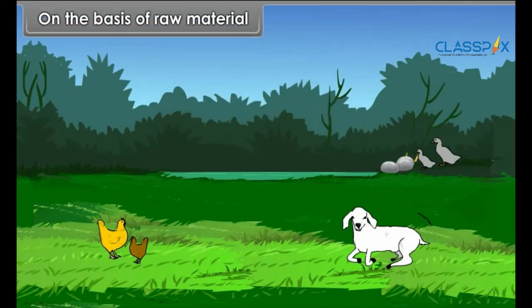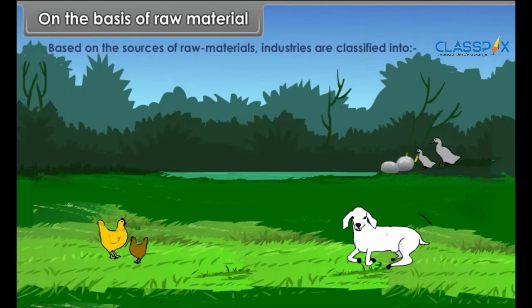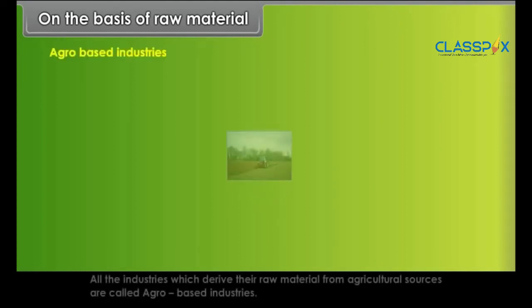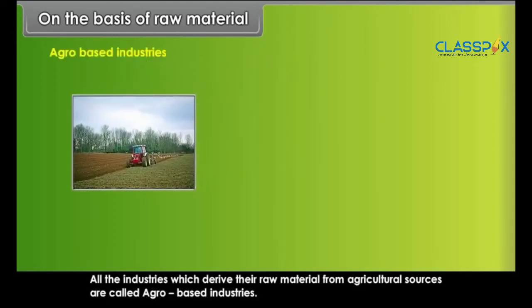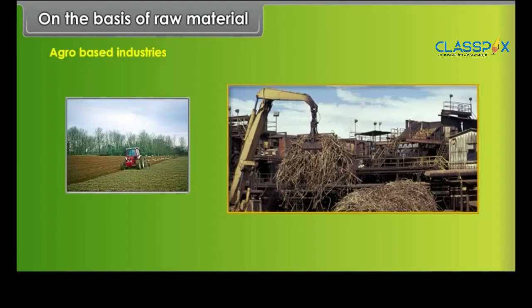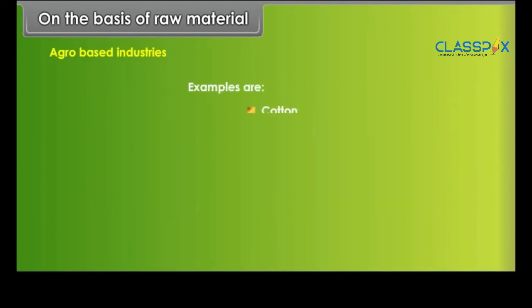On the basis of raw material. Based on the sources of raw materials, industries are classified into agro-based industries, mineral-based industries, pastoral-based industries, forest-based industries, and marine-based industries. Agro-based industries. All the industries which derive their raw material from agricultural sources are called agro-based industries. Examples are cotton textile industry, jute textile industry, sugar industry, etc.